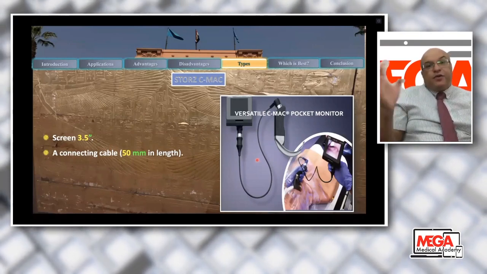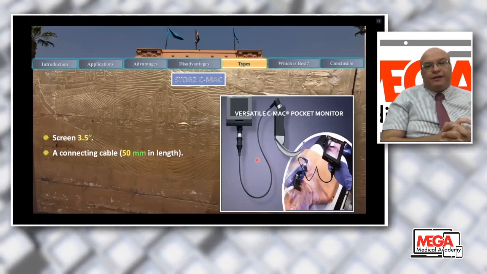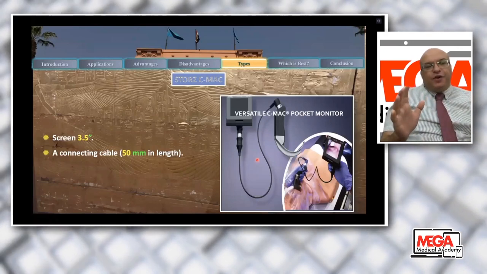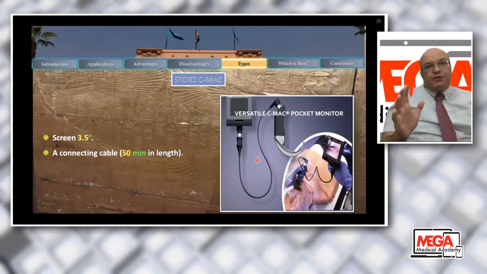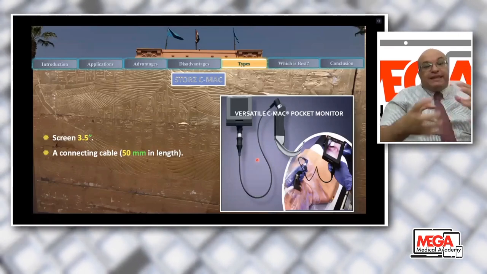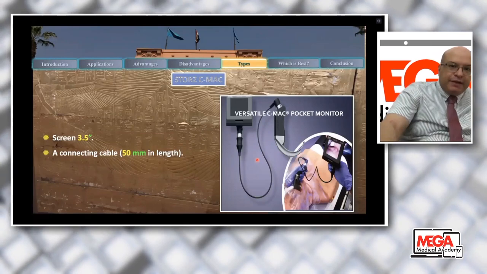The idea of remote screens, as you can see, has been propagating after the era of COVID-19. Because if you are using a video laryngoscope, you have to choose a remote screen rather than the one attached to the handle, to stay away from the mouth of the patient in case of infection in suspected or positive patients.